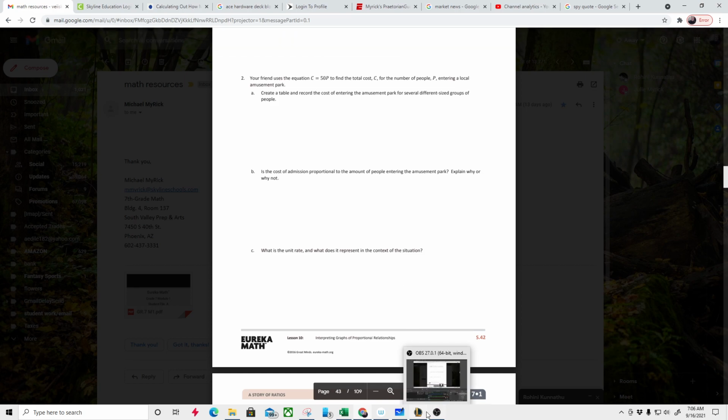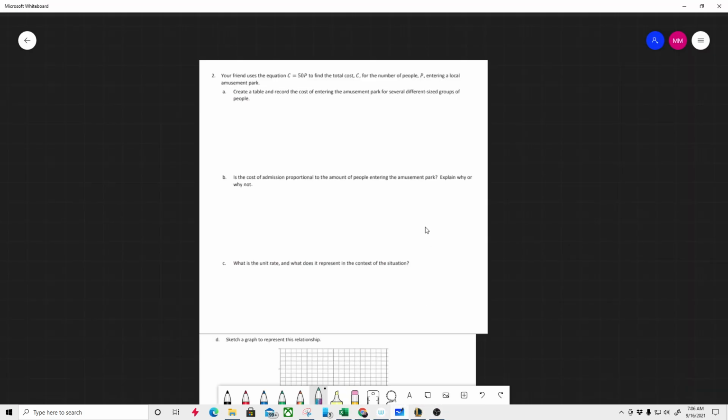All right. So, your friend uses the equation C equals 50 times P to find the total cost C for the number of people P entering your local amusement park. Create a table and record the cost of entering the amusement park for several different size groups of people. Well, okay, so let's see if this works. This should work. Oh, it works.